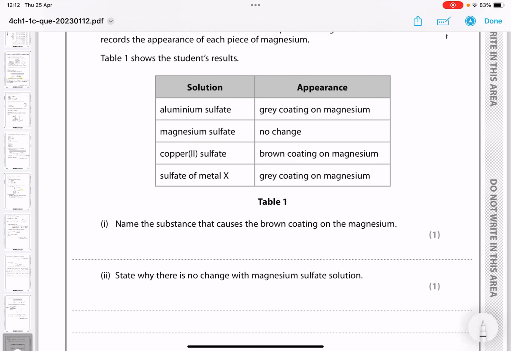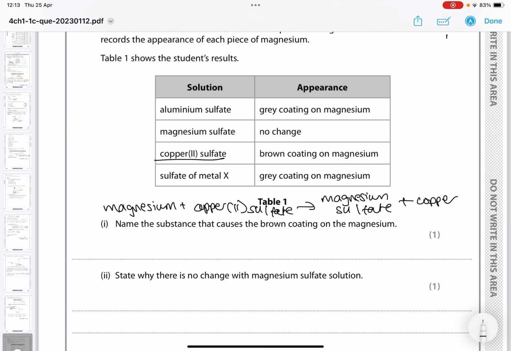Let's see. Brown coating on magnesium. So we have copper(II) sulfate. Magnesium is being added to copper(II) sulfate, and a reaction is clearly occurring because there's a brown coating. So let's see what will be formed. Since magnesium is more reactive than copper, it's going to displace copper from its compound, and this is a displacement reaction. So what's going to form is magnesium sulfate plus copper.